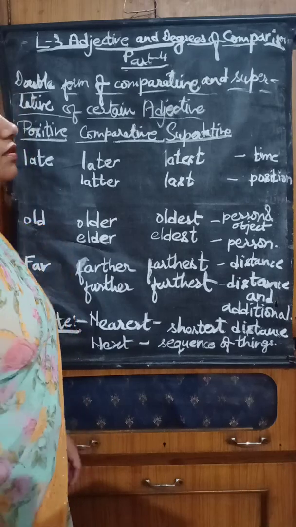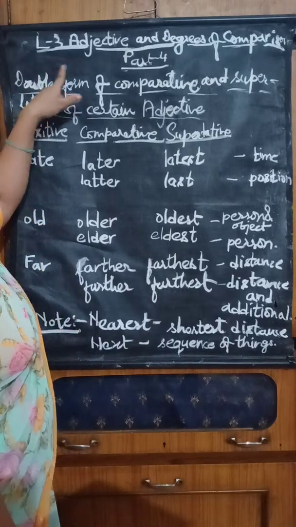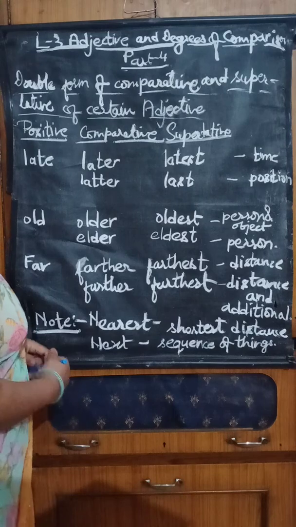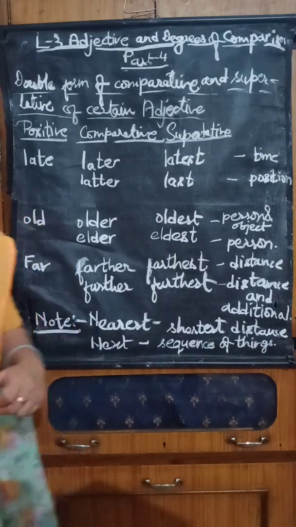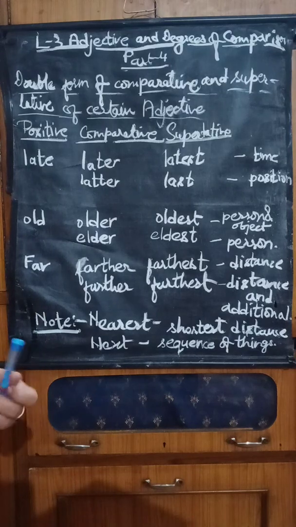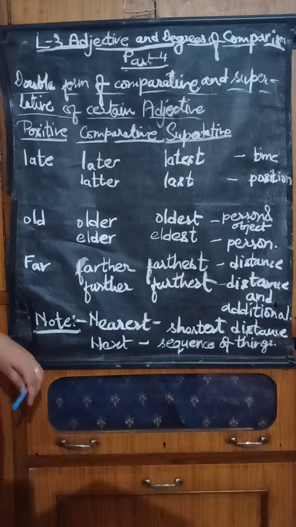Hello students, this is the fourth part of the chapter Adjective and the Degree of Comparison. In the earlier chapters we have discussed the kinds of adjectives, the degrees of the adjective, their positions, and the formation of the adjective.